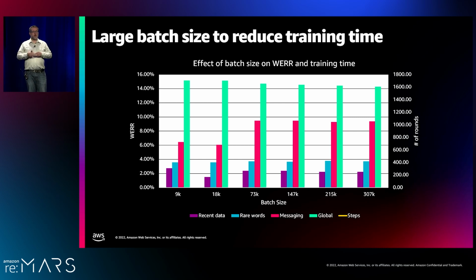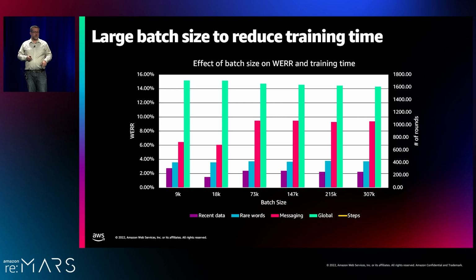So we thought, instead of having many small batches, what if we had fewer large batches? Still train on the same amount of data, just group it differently to reduce the number of rounds. And so that's what we experimented with here. We started with a batch of 9,000 requests, all the way up to a batch of 307,000.